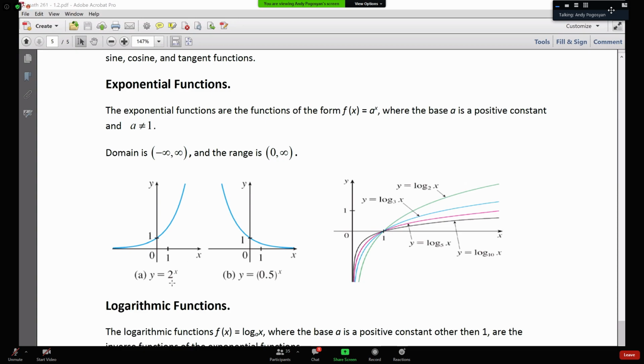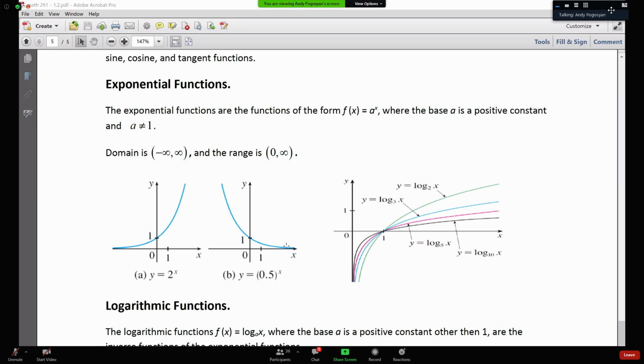So if the base a is greater than 1, then the function is an increasing function. Range is from 0 to infinity. If the base is between 0 and 1, it's a decreasing function. The x-axis is the horizontal asymptote for the exponential function. (0, 1) is the y-intercept. We do not have an x-intercept.